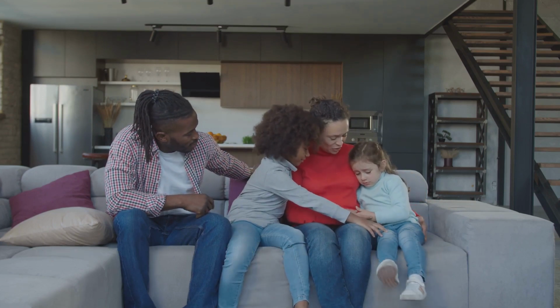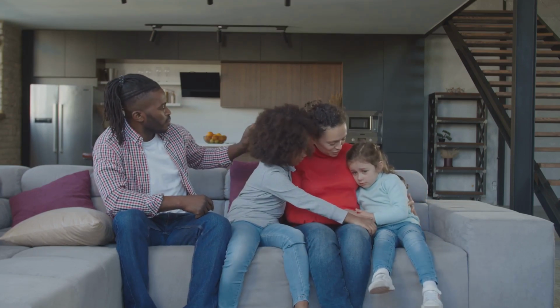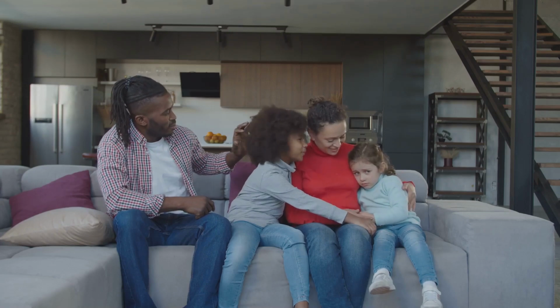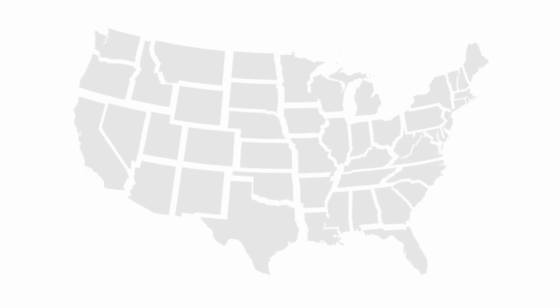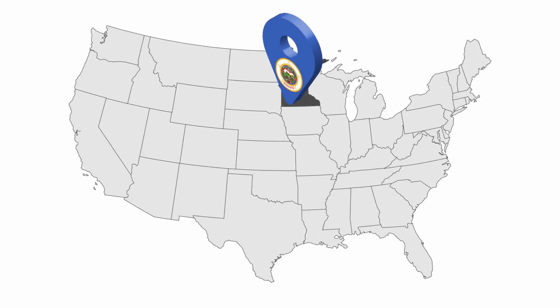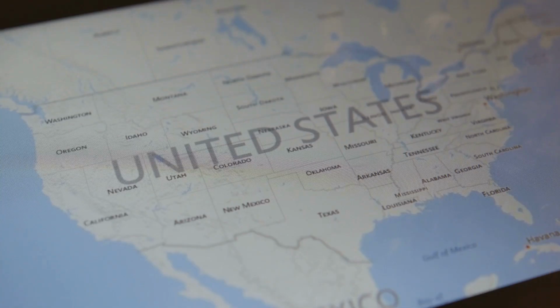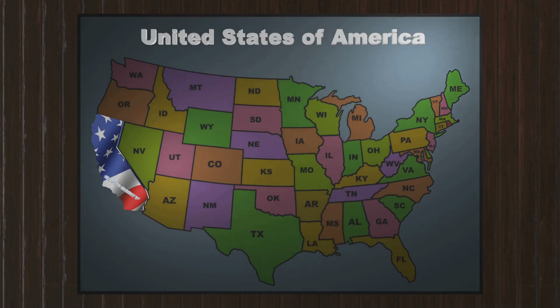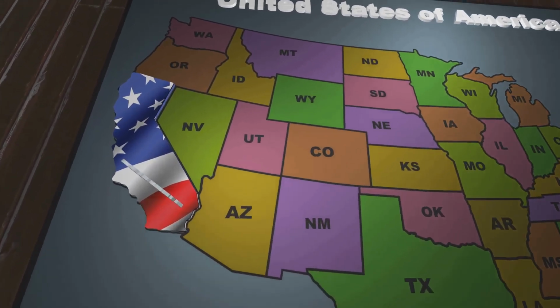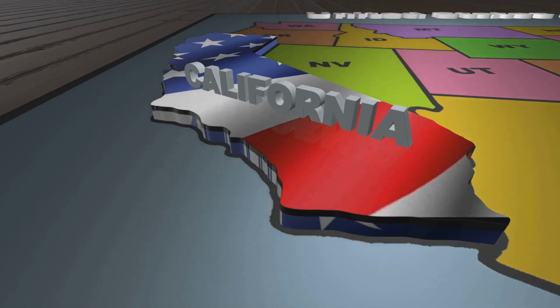The differential response is gaining popularity across the country, with more than half of states implementing some form of it. Here are the states that currently offer the alternative response: Arizona, California, Colorado, Connecticut, Delaware, Iowa, Illinois, Kentucky, Louisiana, Maryland, Michigan, Minnesota, Missouri, Nevada, New Jersey, New York, North Carolina, Ohio, Oklahoma, South Carolina, Tennessee, Texas, Vermont, Virginia, Washington, Wisconsin, Wyoming, and Washington, D.C.